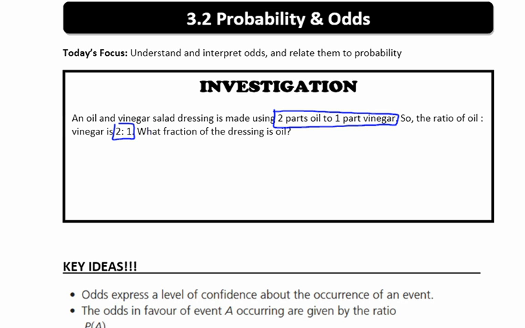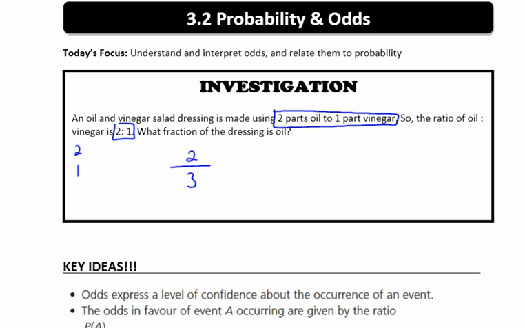So first of all, it's a ratio of oil to vinegar. So 2 out of what? 2 over 1? 2 over 3. You're right. 2 over 3, because it's a 2 to 1 ratio. So oil is 2, vinegar is 1.